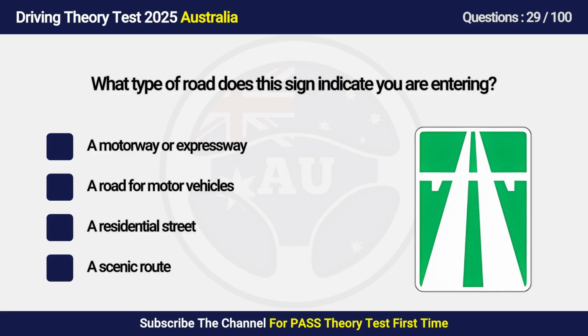A. A motorway or expressway. B. A road for motor vehicles. C. A residential street. D. A scenic route.